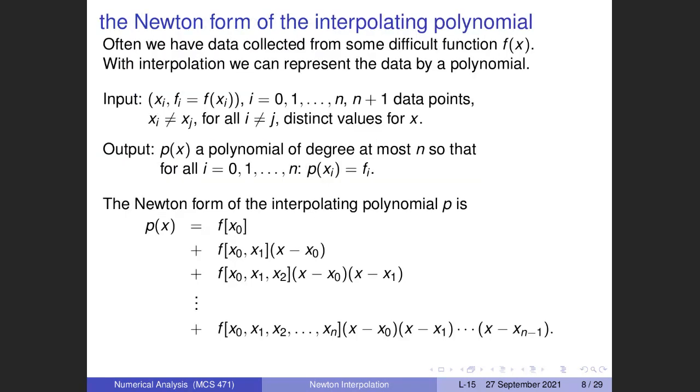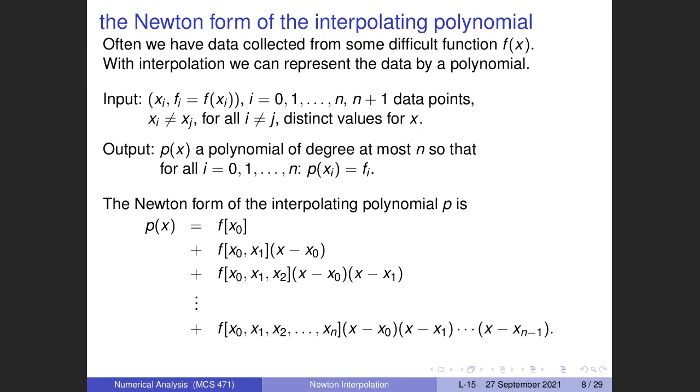Here it is. We go to a new form of the interpolating polynomial. So we call it the Newton form. Remember we did this thing also with Lagrange, so we went to a new form. Here our new form is attributed to Newton, and it takes a very specific form.